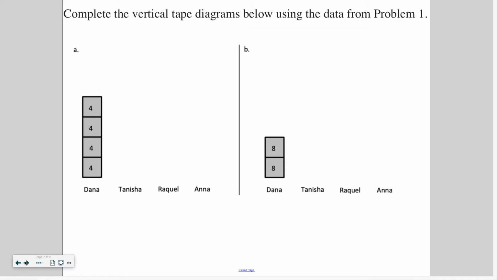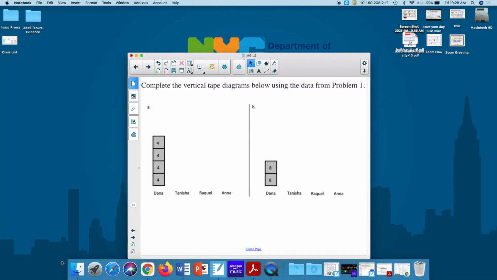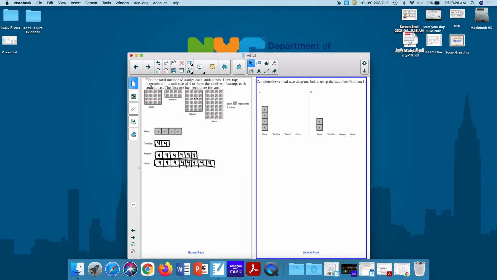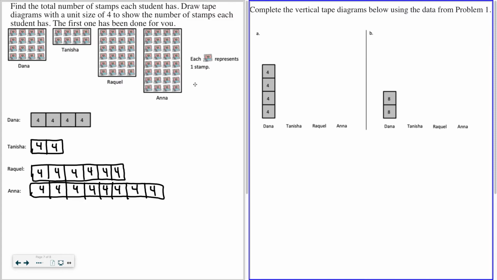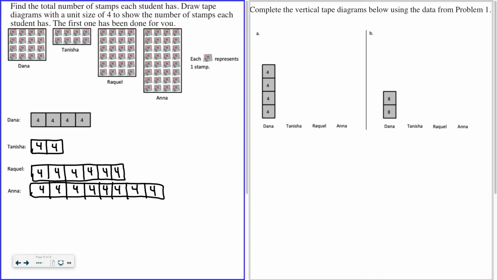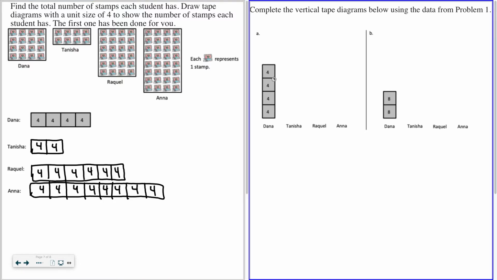Now it says complete the vertical tape diagrams below using the data from problem 1. So I want to use the same information that I just had to make vertical tape diagrams. So basically take these tape diagrams and turn them on their sides. So the first one has been done for me again. See, Dana was going sideways, or it was going horizontally, now it's going vertically. That's why they're vertical tape diagrams.